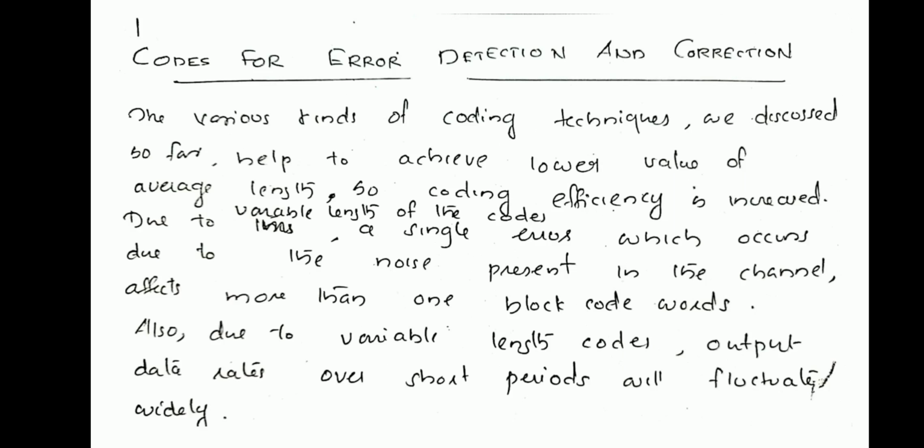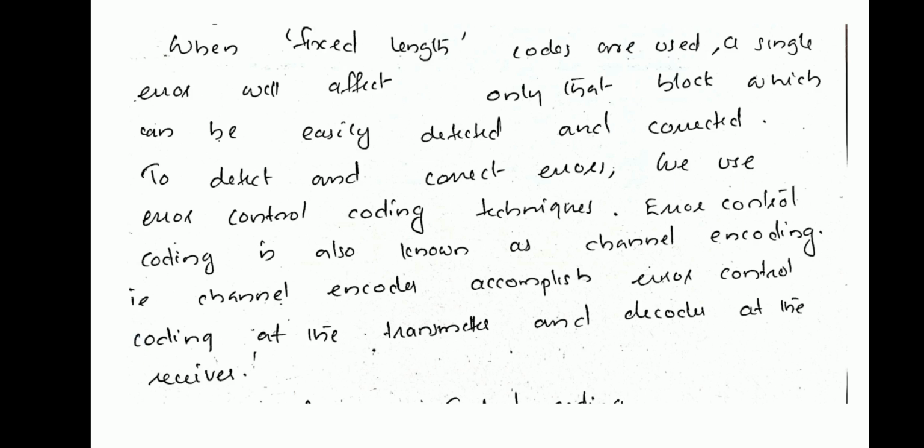So we know that we have different coding techniques. That means variable length coding is there and fixed length coding is there. In case of variable length coding, if any error or any noise is present, that will affect more than one block code word. Also the output data rate over a short period will fluctuate widely in case of variable length coding. If you are considering a fixed length code, a single error will affect only that block, which can be easily detected and corrected. So to detect and correct errors, we use error control coding techniques.